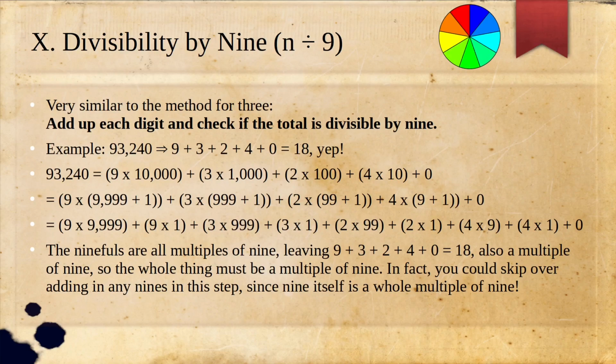Divisibility by 9. This is a reprise of 3. Simply add the digits together and check the sum's divisibility by 9 this time. For example, 93,240. 9 plus 3 plus 2 plus 4 plus 0 equals 18. Yep, divisible by 9 all right.